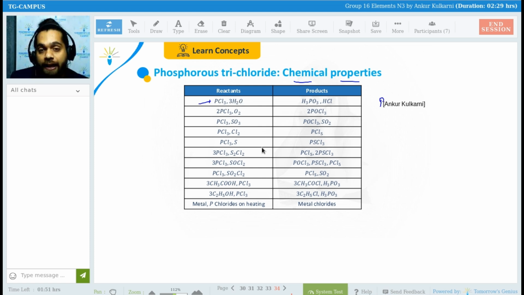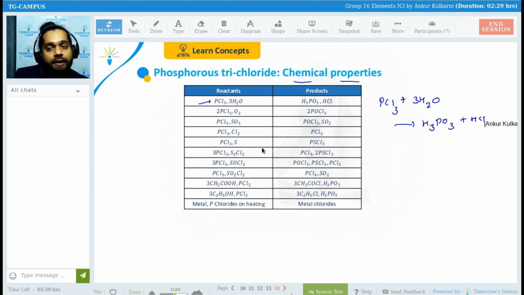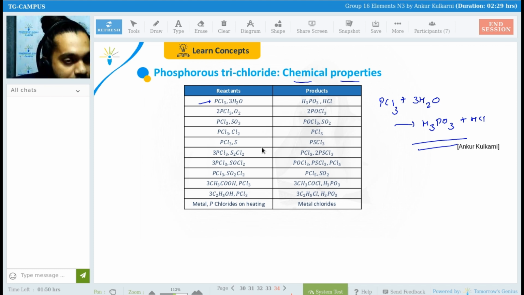Okay, so over here again same thing. PCl3 reaction with water. So what will I get? H3PO3 and HCl. Are you getting it? H3PO3 and the HCl. Similarly, PCl3 and oxygen: oxygen gets added, POCl3. PCl3 and SO3 gets added, POCl3, SO2, oxidizing agent. PCl3 plus Cl2, PCl5, already seen it.